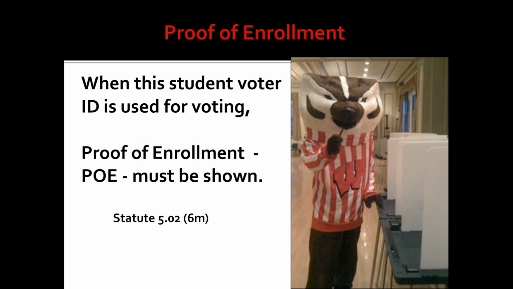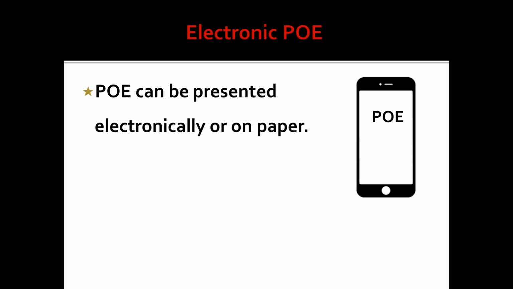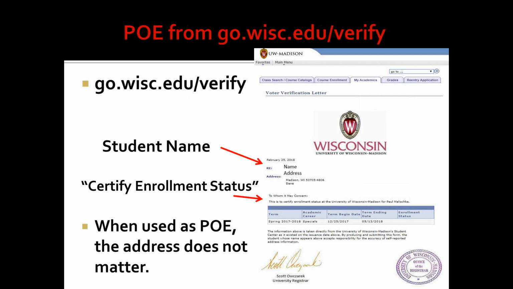When this student ID is used, proof of enrollment, abbreviated as POE, must be shown. POE can be presented electronically or on paper. A simple way to get proof of enrollment is at go.wisc.edu/verify. The student logs in, and then this document is shown. It has the student's full name and certifies enrollment status. When used as POE, the address does not matter.